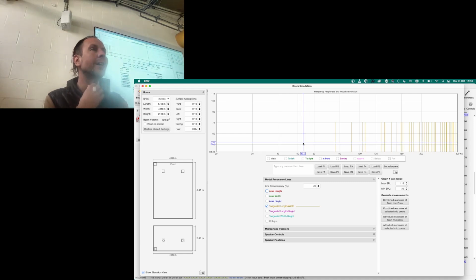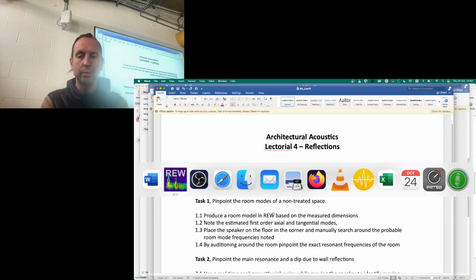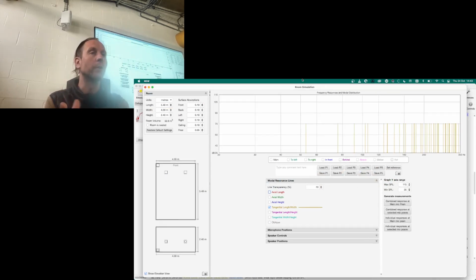Okay, so you note that down. So I'll ask you to do that for all the 6 modes here. Take the lowest frequency, note it down. And then what I'm asking you to do is to actually listen to those frequencies and pinpoint them. Okay, so this is an estimation.